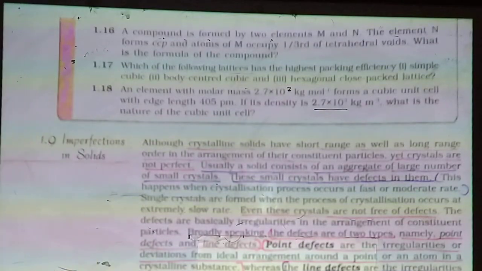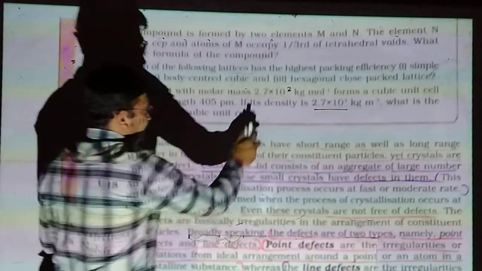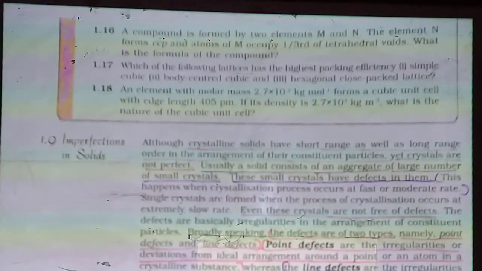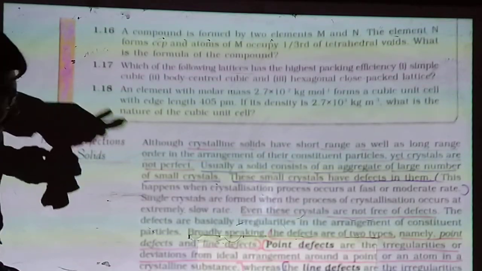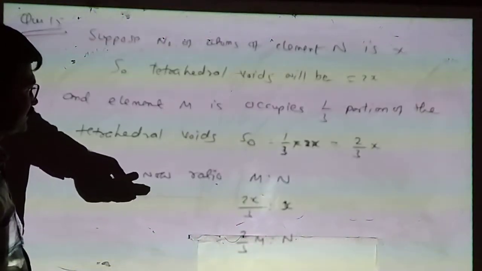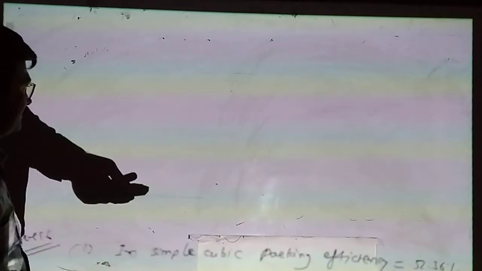An element with molar mass 2.7 into 10 raised to 2 kilogram per mole forms a cubic unit cell with edge length 405 picometer. If its density is 2.7 into 10 raised to 3 kilogram per meter cube, what is the nature of the cubic unit cell? For getting this, your calculation is given.